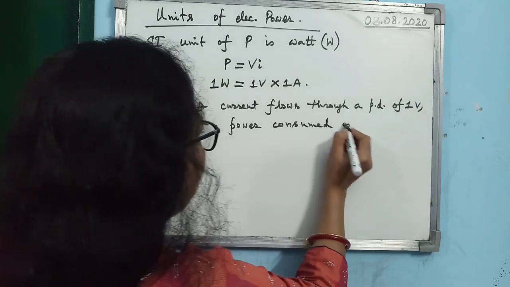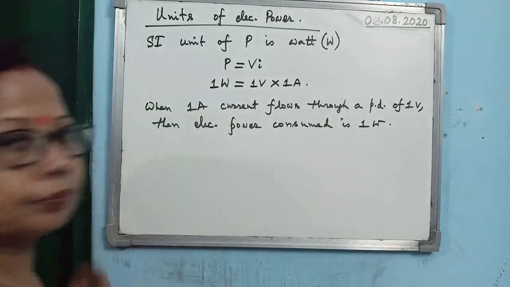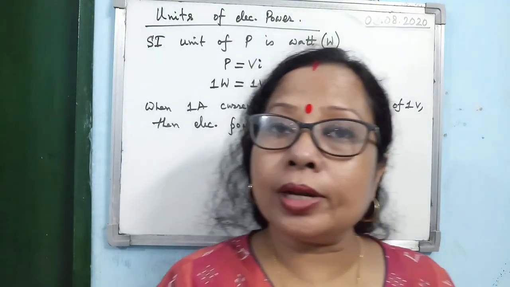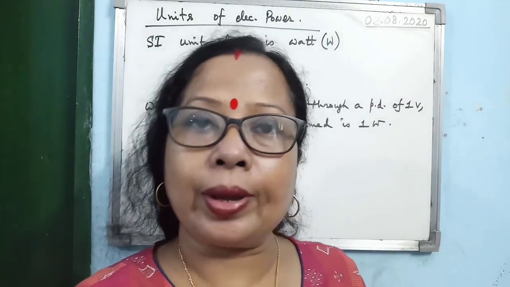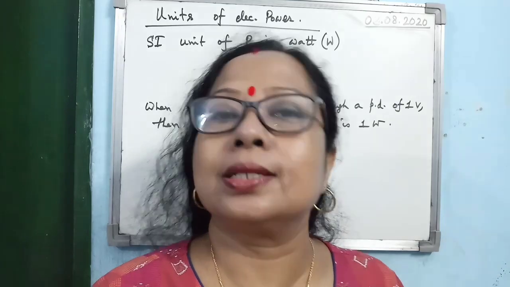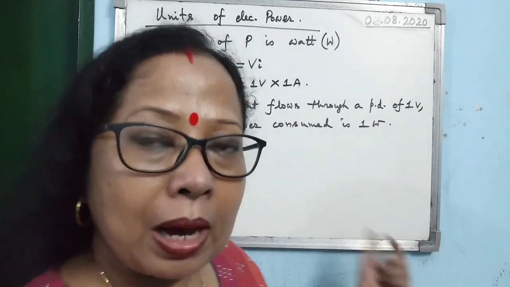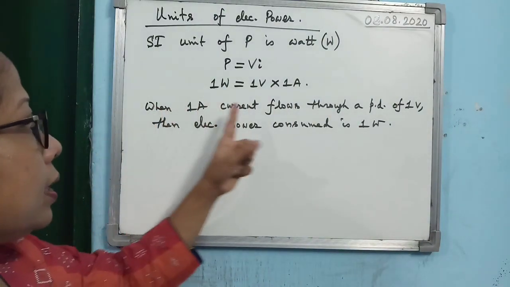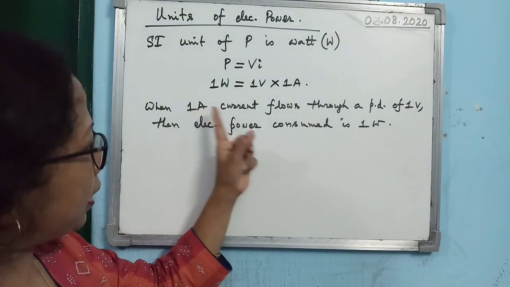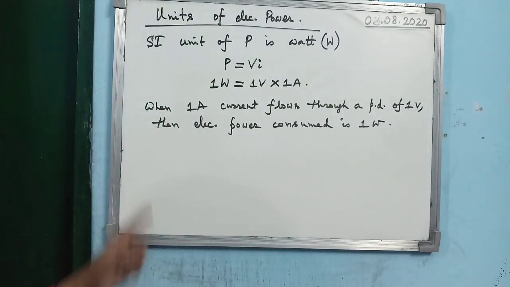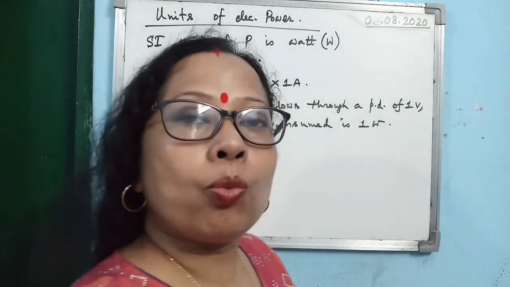And in case of mechanical power, I hope you remember how we defined 1 watt: when 1 joule of work is done in 1 second. That's the way we said, no? But in this case of electrical power, 1 watt, we say that when 1 amp current flows through a PD of 1 volt, then the electrical power consumed is 1 watt.